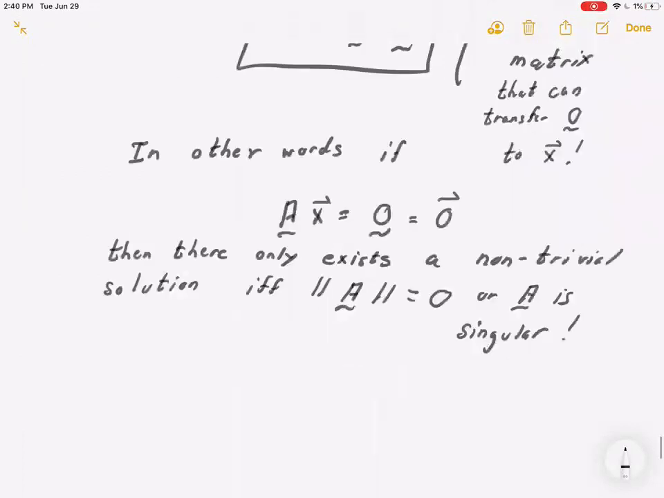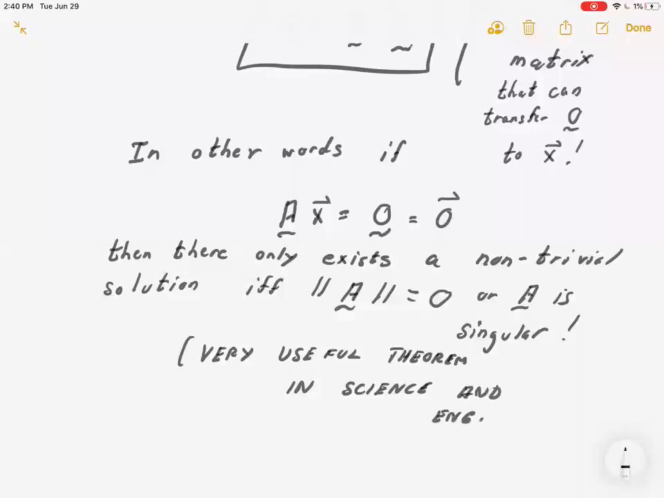So this is an extremely important theorem, if you will, that is used in science and engineering very often, and I'll give you more practice on this in a future problem set. Probably problem set 7 and definitely problem set 8.